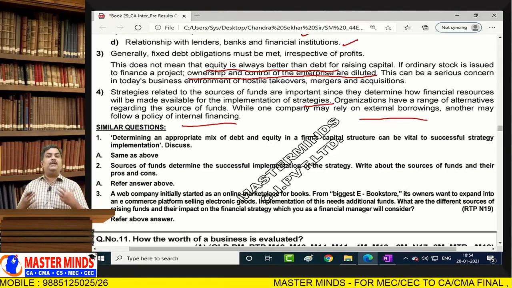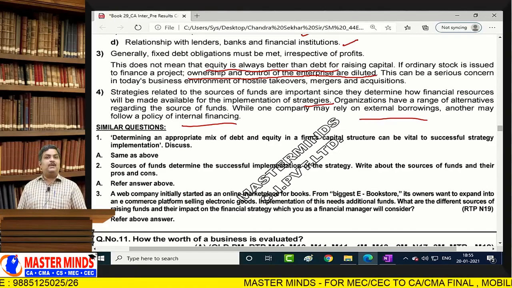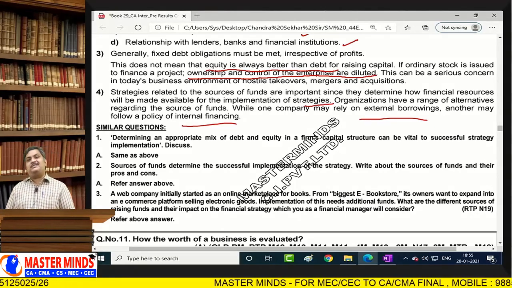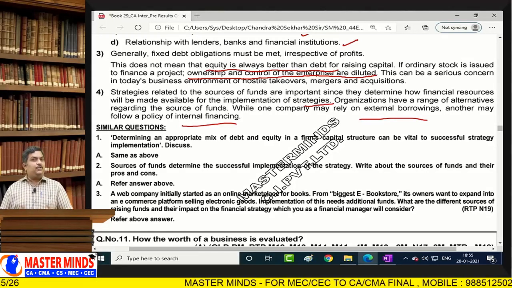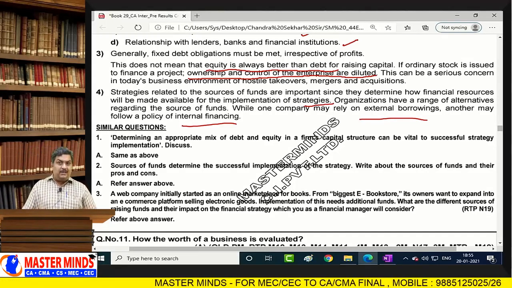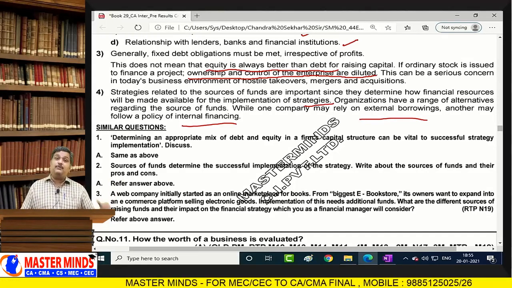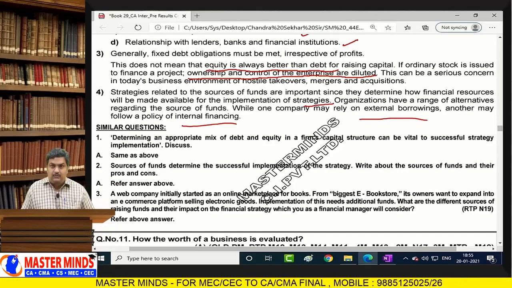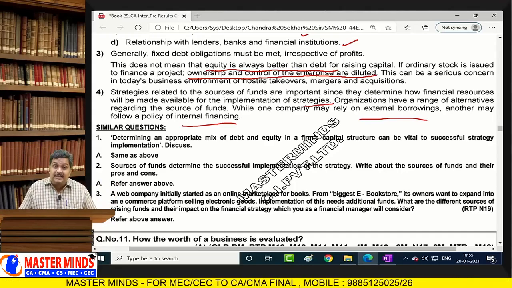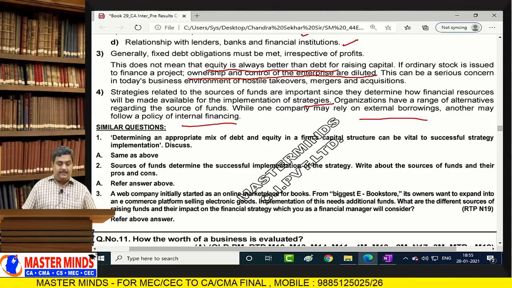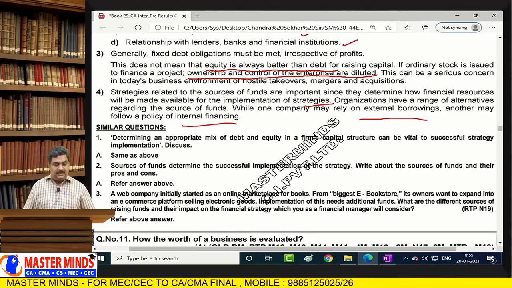If you have very good internal sources of income, or if you have a lot of investable funds and resources and reserves, you can go for internal financing. On the other hand, you can go for external borrowing also for getting the funds for strategy implementation. That is the essence of that particular question.